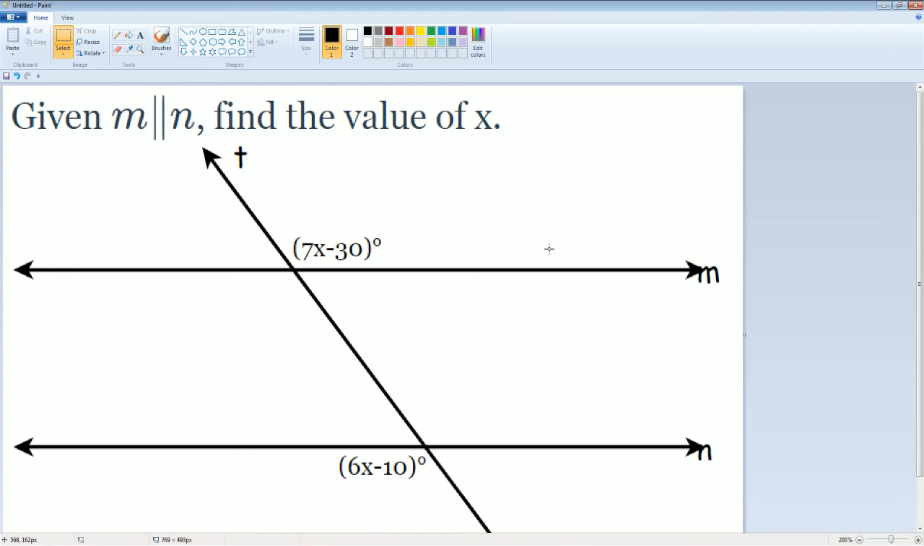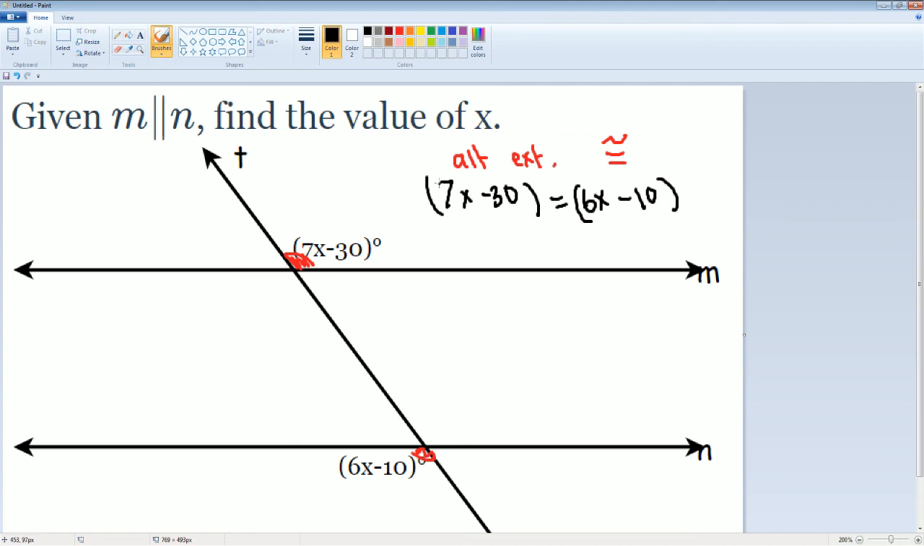Here I set it up in Paint for us to see it. We first look at these two angles. And we know that these two angles are what? We would say they are alternate exterior angles, and we know that those are congruent. So we could set up the equation: 7x minus 30 is equal to 6x minus 10. Those were the equations.